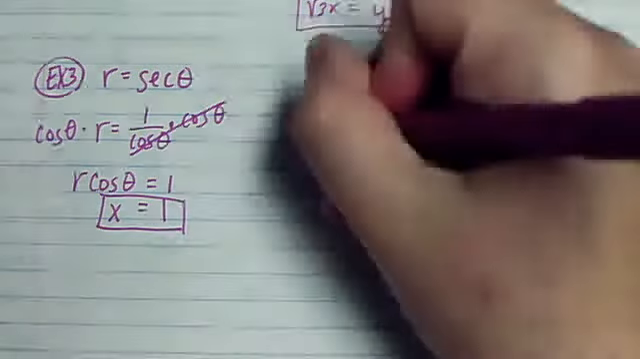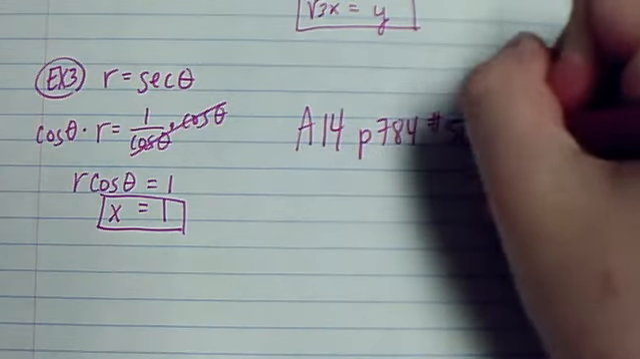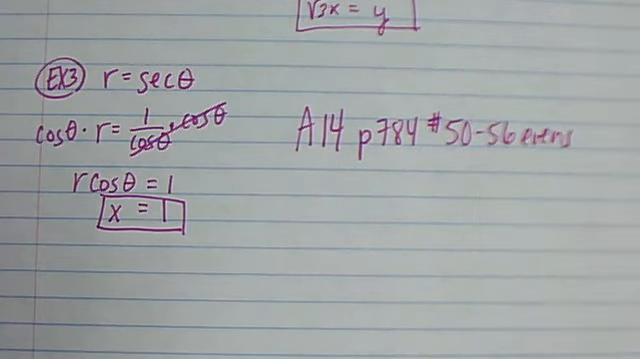Your assignment for this is page 784, numbers 50 through 56 evens. Please let me know if you have any questions, and good luck.